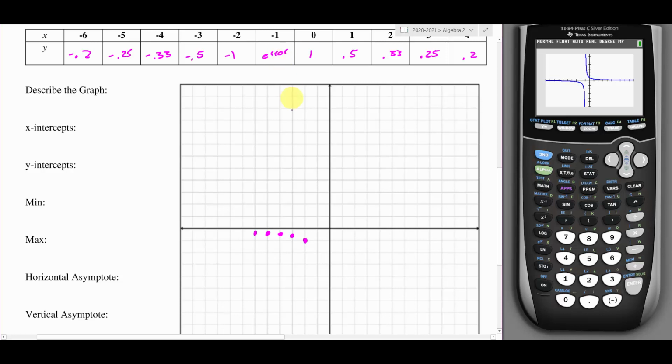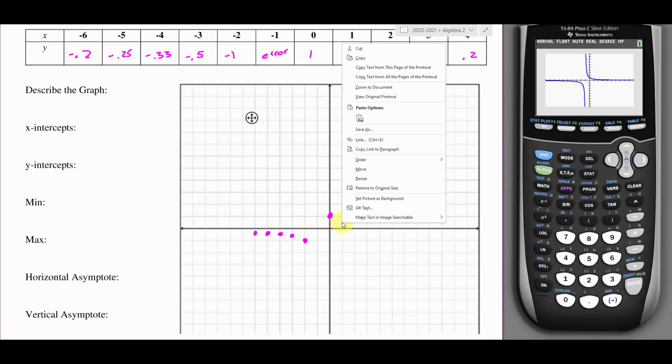All right, now at -1, there's an error. Okay, and we're going to talk about that in just a second. So I'm going to skip ahead to this next one, 0, 1. Okay, so I'm going to get that point right here. There's 0, 1. That is this point right here on our graph. And then we're going to go to 1 and 0.5. So I'm going to go right 1, up 0.5.